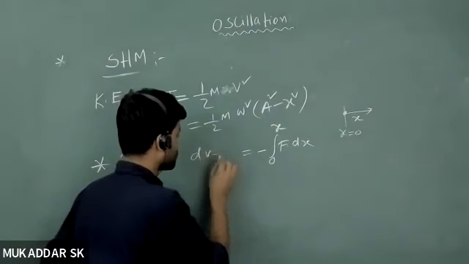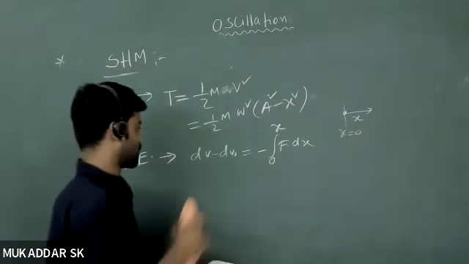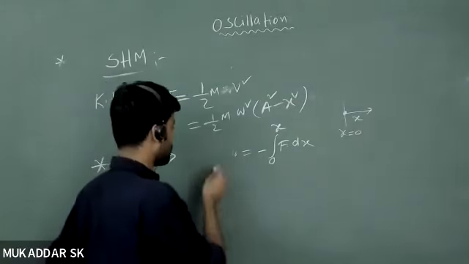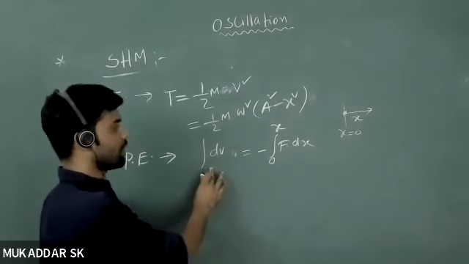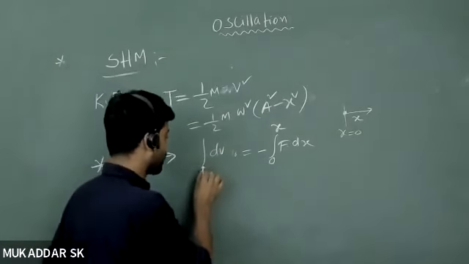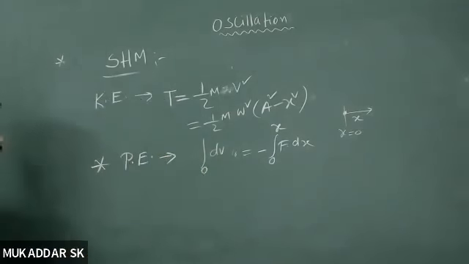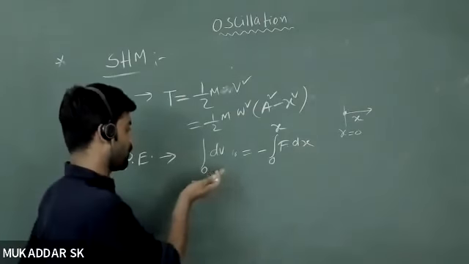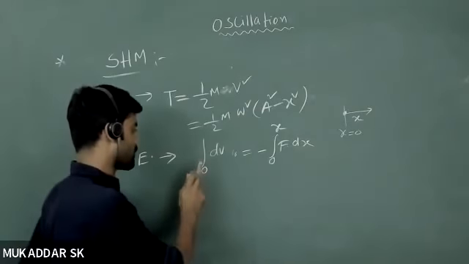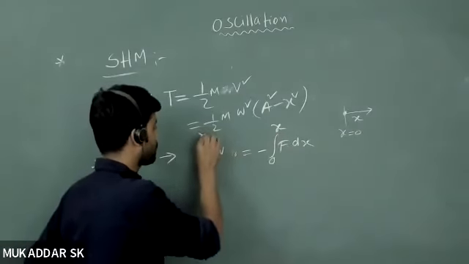So dV, the change in potential energy, is V minus V0. Let us take that notation dV. Initially, when it is at equilibrium, I am taking the potential energy as 0, but it is not necessary that the potential energy will always be 0 at equilibrium. For the sake of convenience, I am taking the potential energy at equilibrium position as 0. Now if you are stretching by an amount x, let us take the potential energy as V.